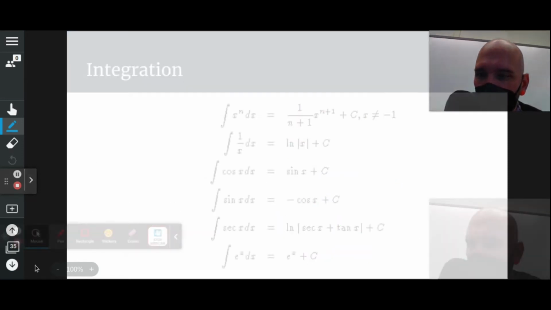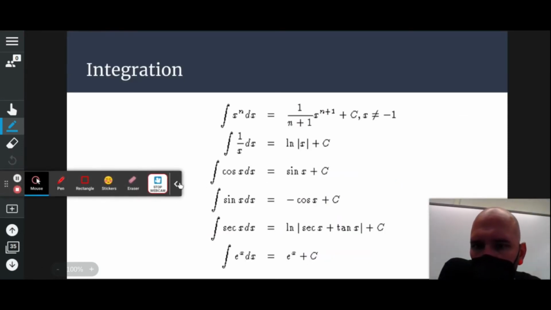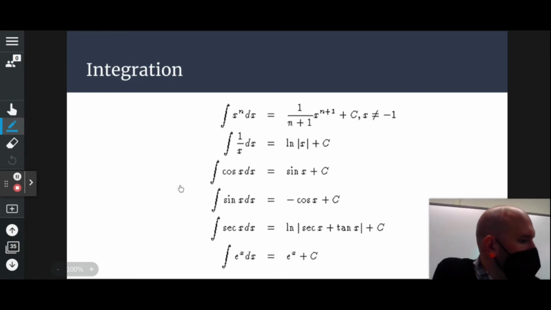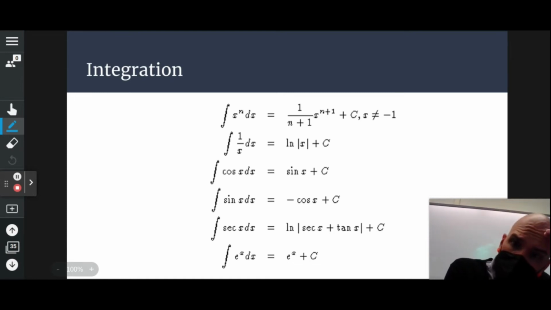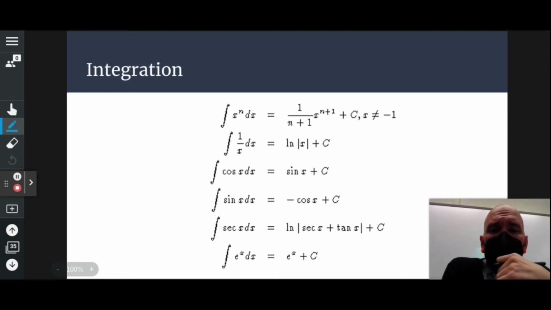That's it for rectilinear motion. So the 2 main important things in calculus are derivative and integration. Simply put, integration is the opposite of a derivative. It's the antiderivative. And just like with everything else, there's a set of rules that we have to follow.